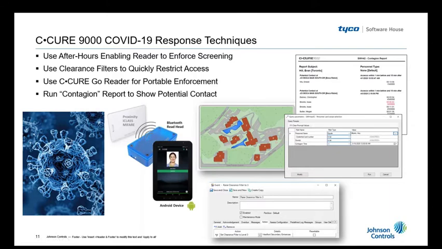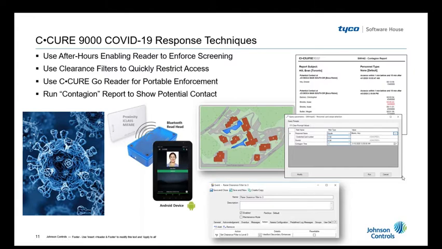But again, that's great for a quick pop-up health checkpoint or to verify a go, no-go decision based on clearances and clearance filter levels. And then lastly is that contagion report that we added for several of the service packs that you'll see over here in the corner.